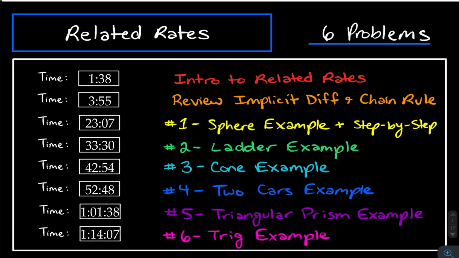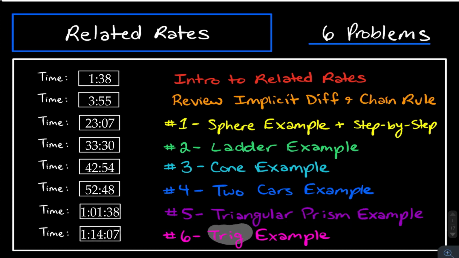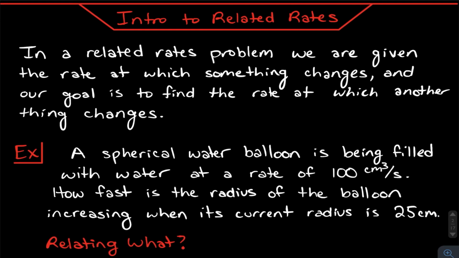So, if you're looking for something specific, like we're doing an example with a sphere, I know a lot of people struggle with ladder problems. We have cones, like a circular cone tank, right? Water, that's a really popular type of problem. Two cars is another big type, another thing that you can fill up with water, and then we're going to do some trig as well, so how an angle changes with time. Okay, so a lot of stuff here. Let's get into it.